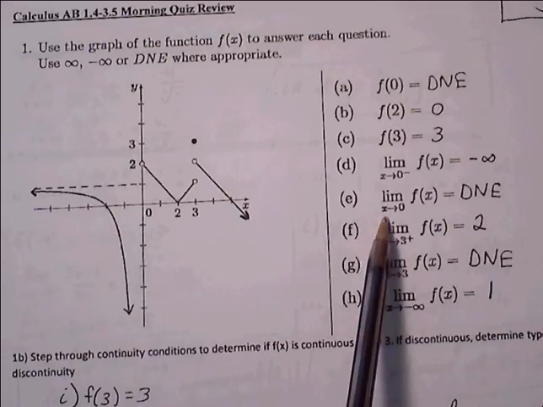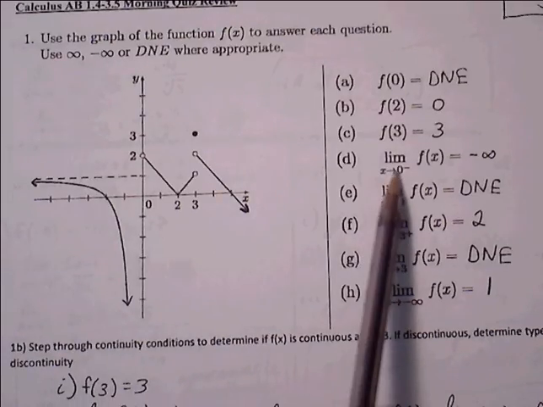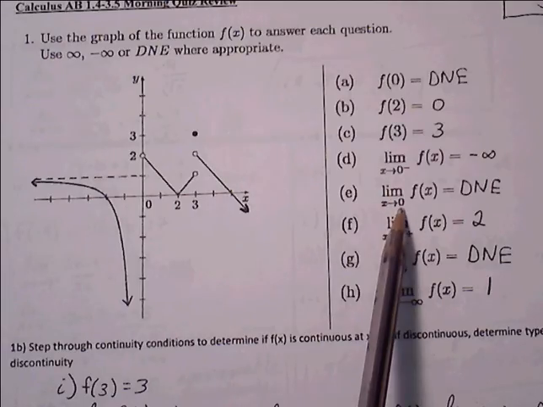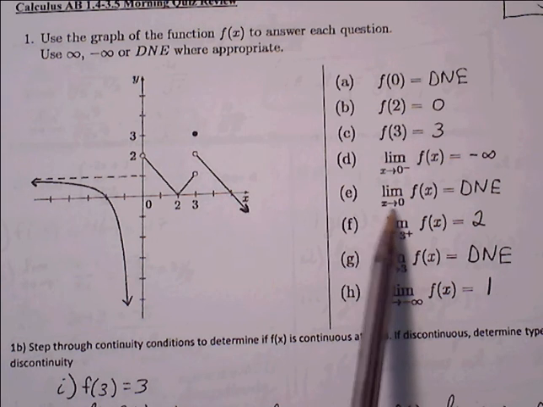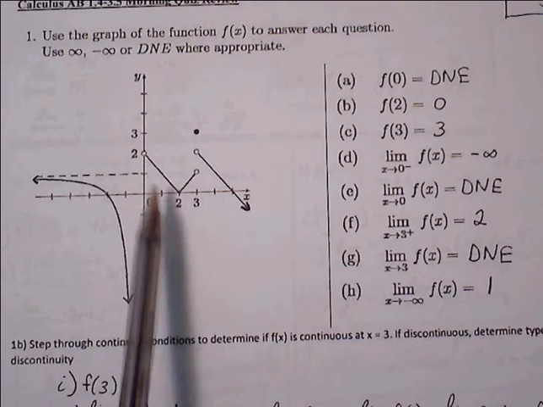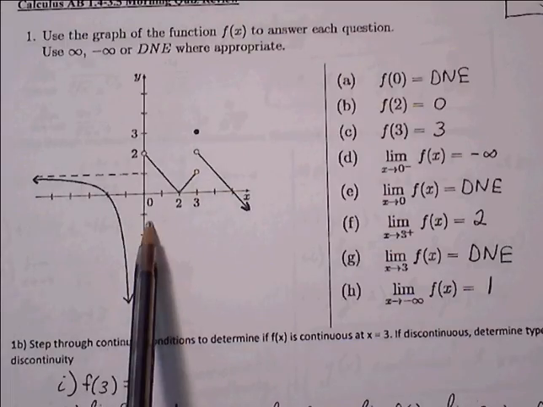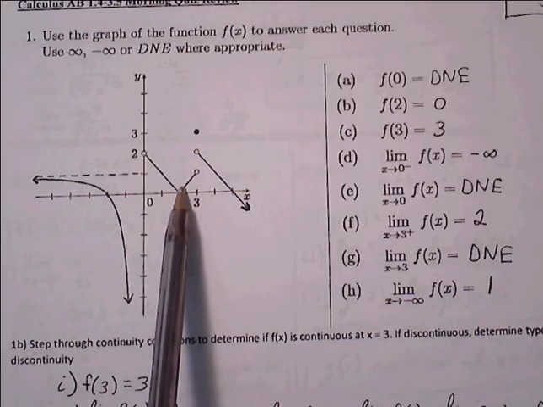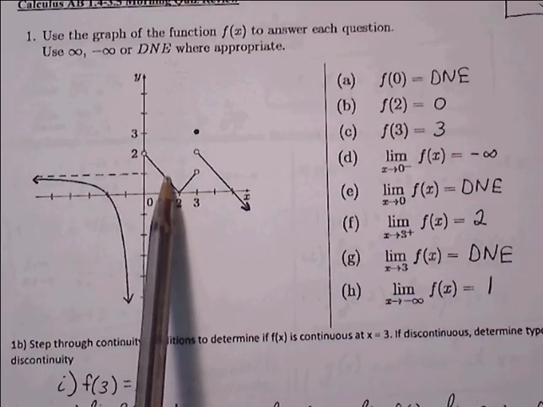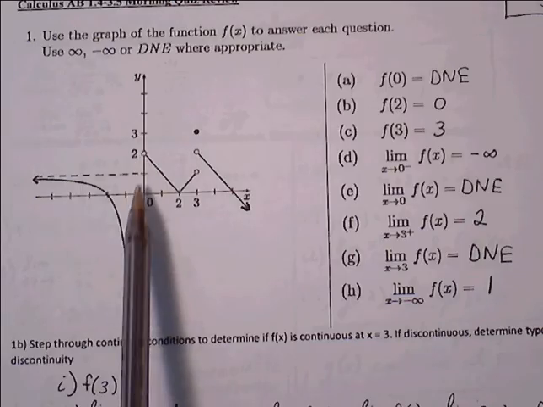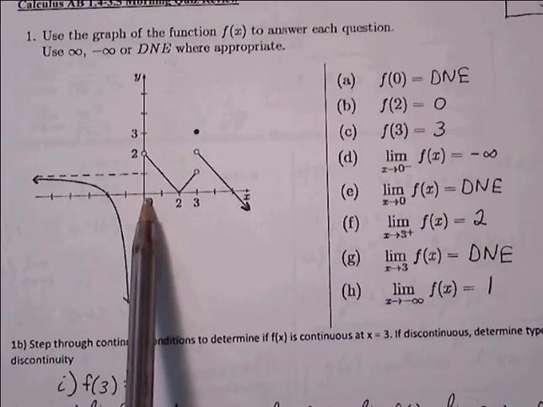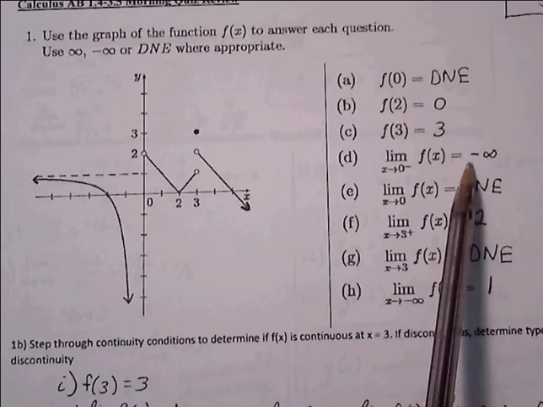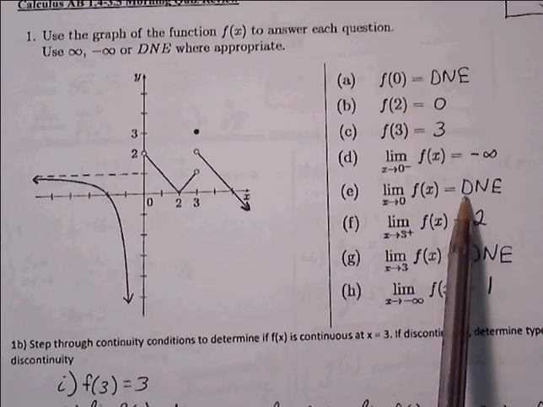Part E, limit as x approaches 0. So in order for a limit to exist, both branches of the graph, both sides of the graph, have to approach the same y value from either side of 0. From the left side of the y-axis, the graph is approaching negative infinity. From the right side of the y-axis, the graph is approaching the y value of 2. So we see that these two branches do not meet, and therefore the limit does not exist.